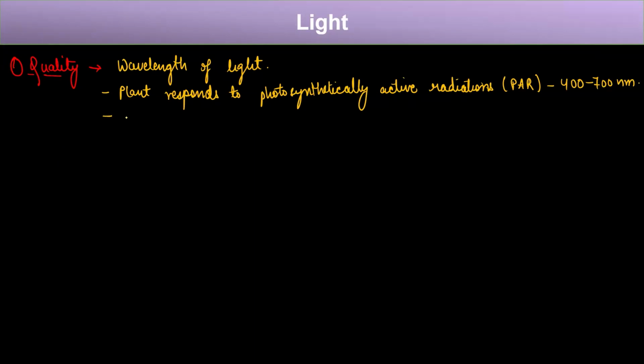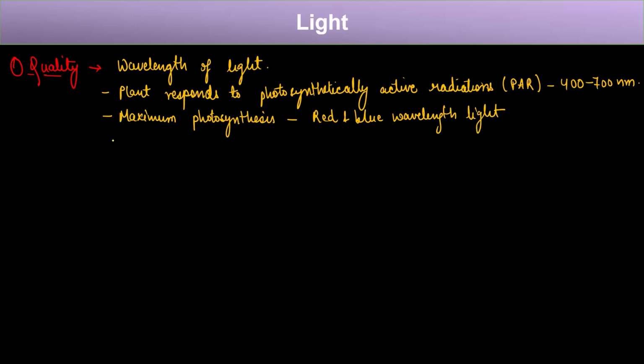And out of this, T.W. Engelmann proved which wavelength is most optimum for photosynthesis. We know that maximum photosynthesis happens in the range of red and blue wavelength light. And the minimum photosynthesis happens in the green wavelength. So this is what we know about the quality of the light.